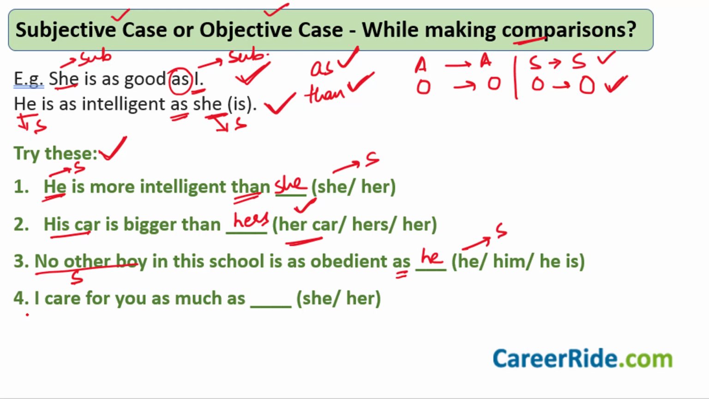Now see this fourth sentence. I care for you as much as dash. So the comparison is between you and dash. There is a comparison, of course, because we have this "as much as". I care for you as much as. You is what? You is the object here. Why? Because we already have a subject here. And "you" can be used both as a subject and an object, but here it is being used as an object, which means I will have an objective case here, which means I care for you as much as her, because this is objective case while "she" is subjective case.